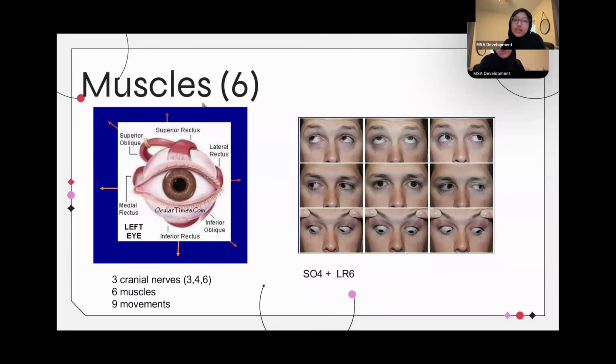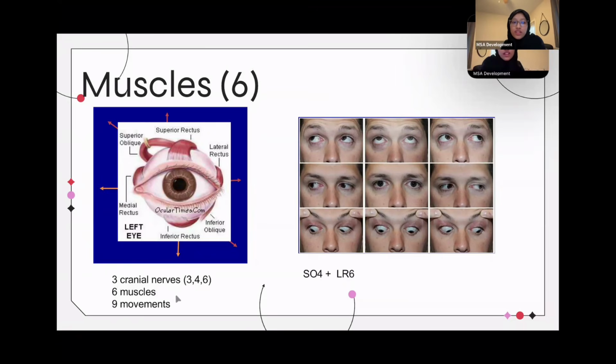So important to know muscles of the eye. We have 6 muscles in your anatomy. So 6 muscles, 4 rectus: superior rectus, inferior rectus, lateral rectus, medial rectus. This is the nose. Then you have 2 oblique: superior oblique, inferior oblique. Okay? So 6 muscles, and you have 9 movements of the eye, up, down, left, right, everywhere.